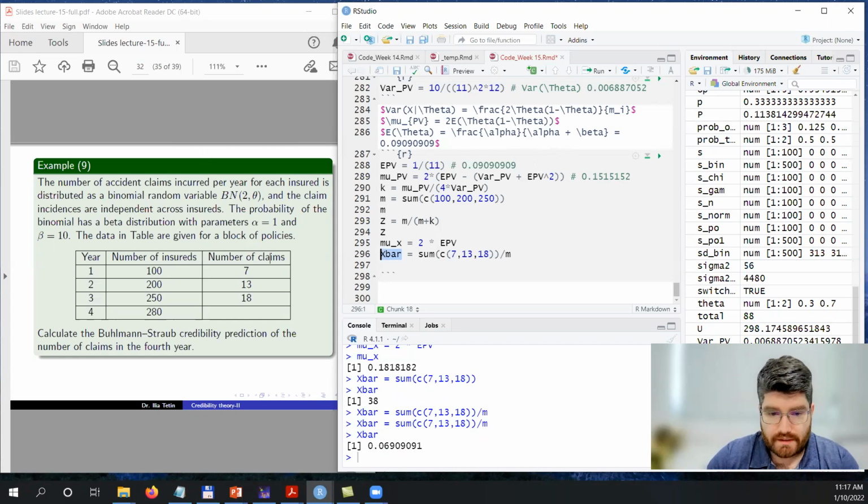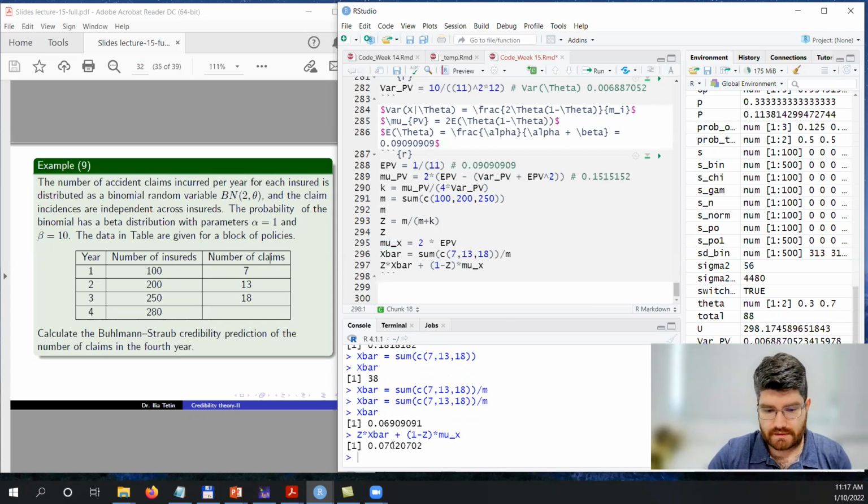So we are ready to calculate the predicted number of claims for our year. Z parameter times x bar plus 1 minus z parameter times mu x, right? So this is the result, 0.07.